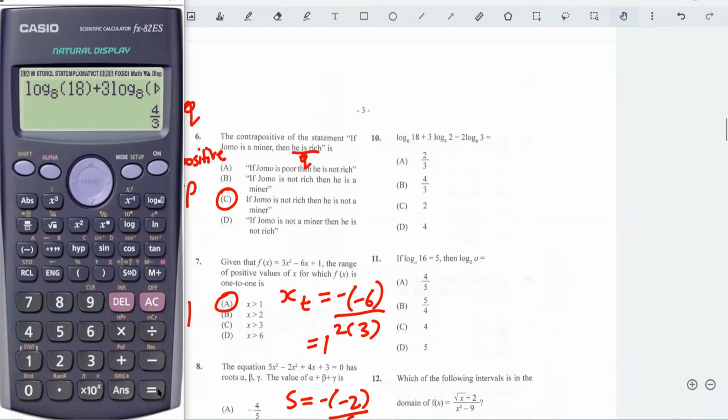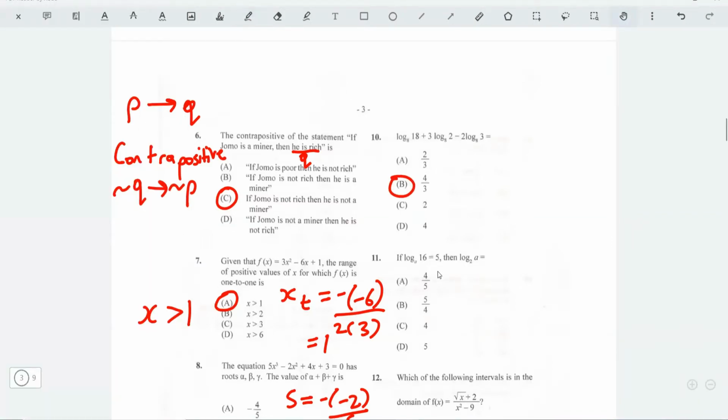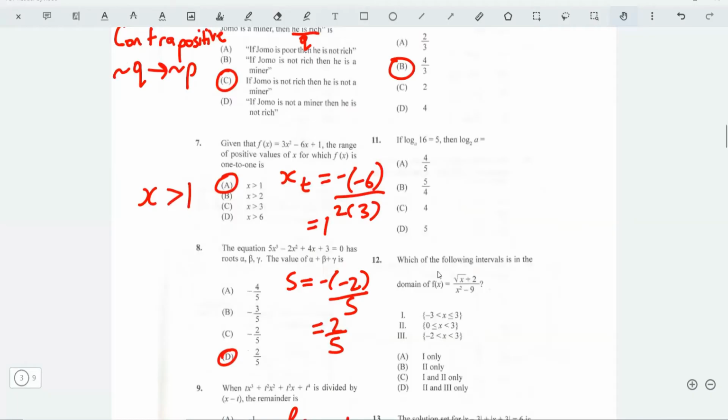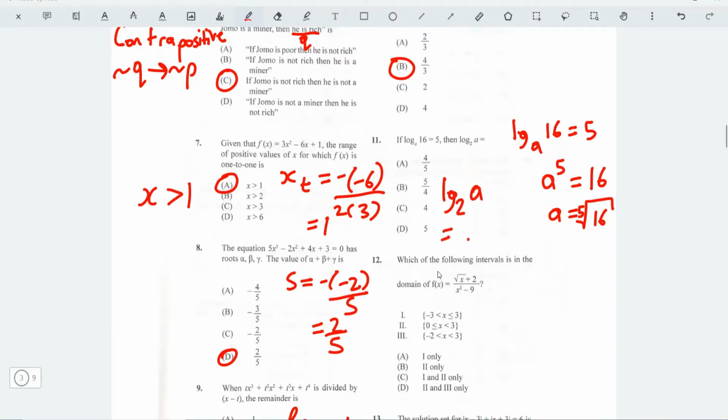That's option B. Nice. Okay, this one now it tells us that if log to base a of 16 is 5, what's log to base 2 of a? First, we know that log base a of 16 is 5. So then we know that a, the base, to the power of 5 is equal to 16. And so a is equal to the 5th root of 16. So therefore, log base 2 of a is just going to be equal to log base 2 of the 5th root of 16. You can just put that in a calculator from there.